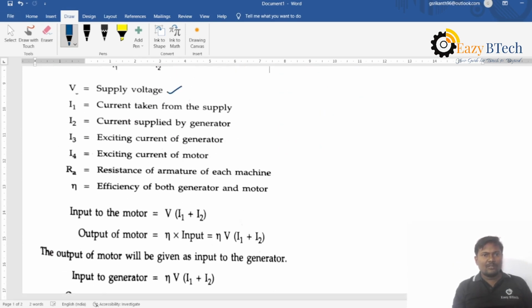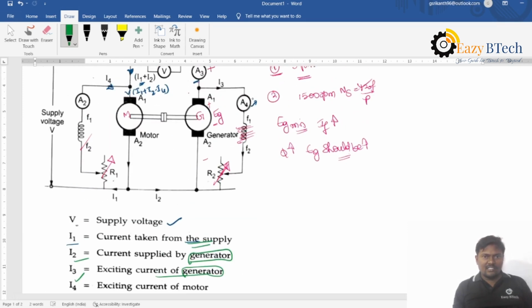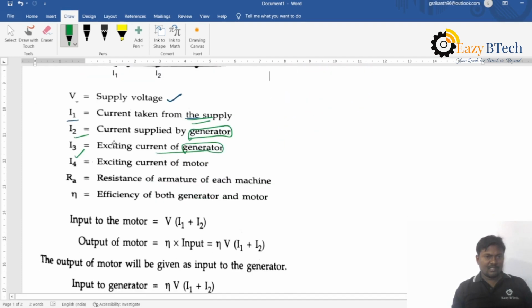V is the supply voltage. I1 is the current taken from the supply. I2 is the current supplied by the generator. I3 is the exciting current of the generator, meaning the field current of the generator. I4 is the field current of the motor.